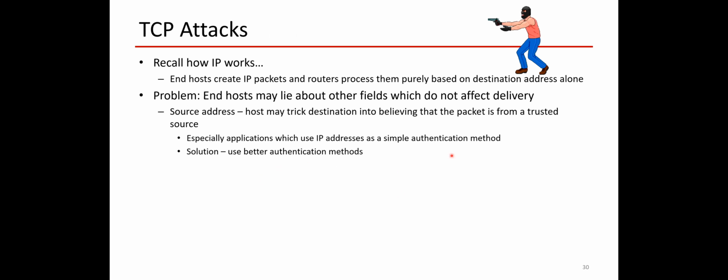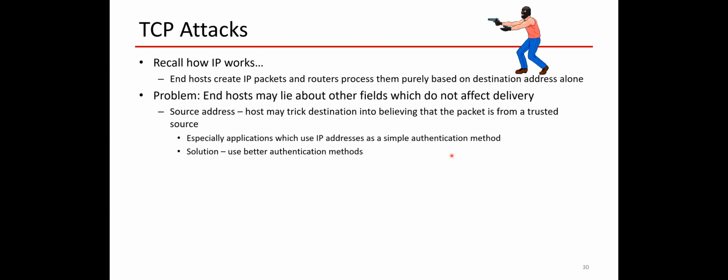Okay, so, TCP attacks. A new attack. Recall how TCP works. TCP is basically the three-way handshake, and then you start sending messages, right? End hosts create the IP packets, and routers process them purely based on the destination address alone, meaning the end host may lie about fields which do not affect delivery. So with the source address, a host may trick the destination into believing that the packet is from a trusted source. Then I keep sending my messages. Your message is not allowed, but you pretend to be someone the target trusts.